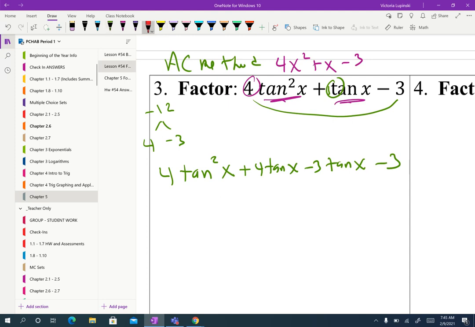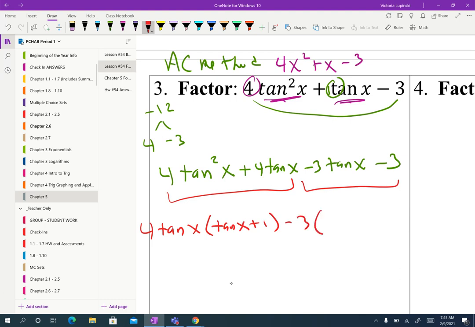Now you're going to use your grouping. So you're going to group the first two, you're going to group the second two, and you're going to take the GCF out of both. So the GCF of the first pair would be 4 tan of x, and that would leave you with a tan x plus 1. For the next two, when in doubt, take the negative out, which would be a negative 3, which would also leave you with a tan of x plus 1.